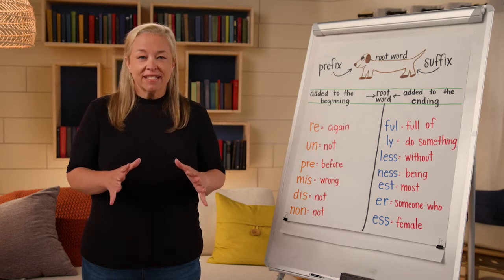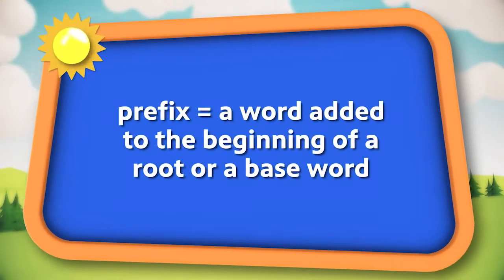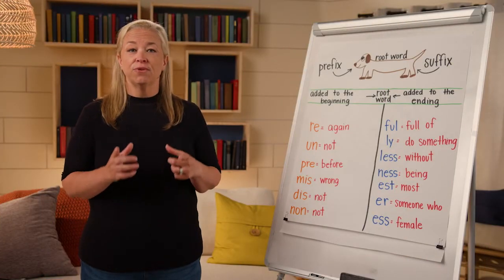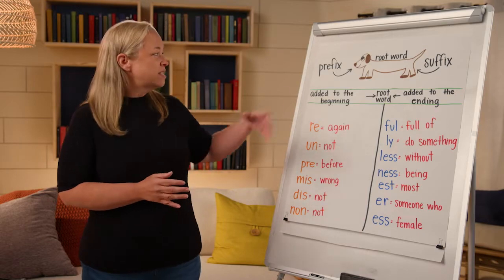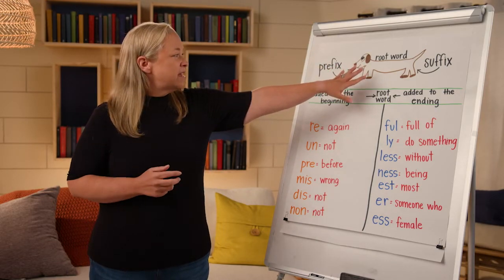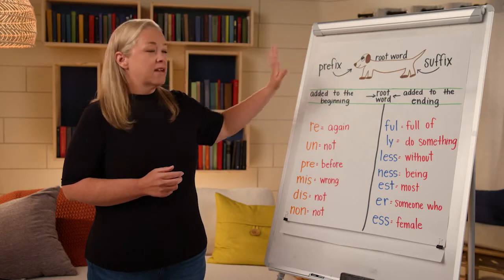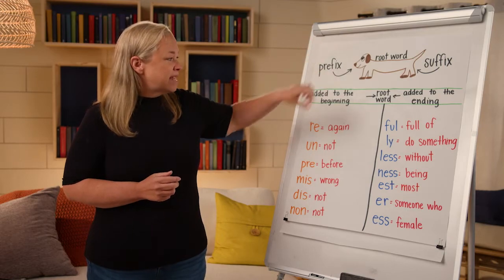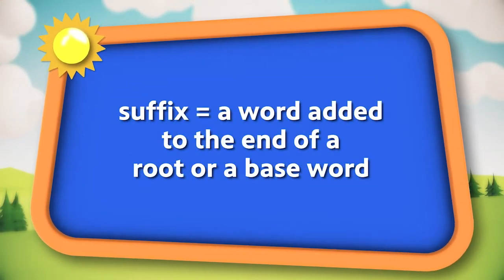Today we're going to be learning all about prefixes. A prefix is a word part added to the beginning of a root or a base word, and a prefix changes the root or base word's meaning, just like this. Here I have my little puppy dog. He's my root or my base word, and my prefix is tagged on to the beginning, and it changes that root word's meaning.